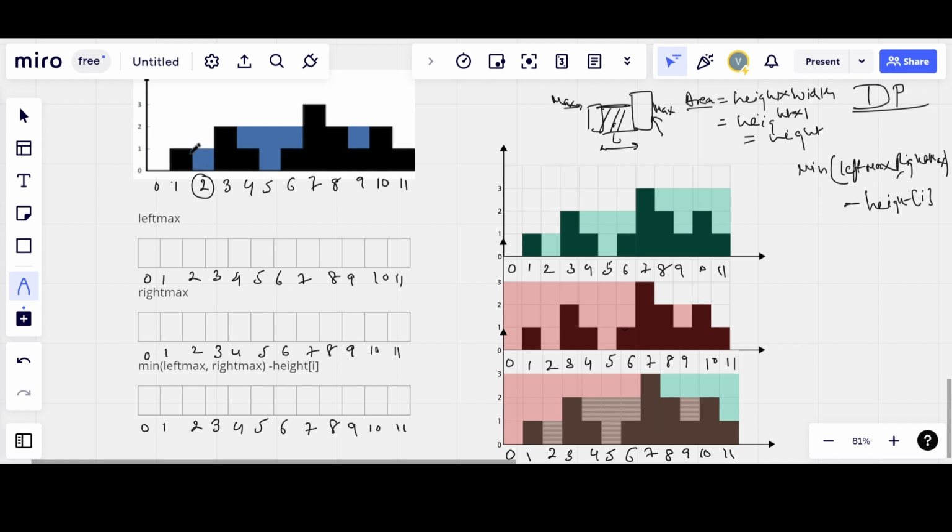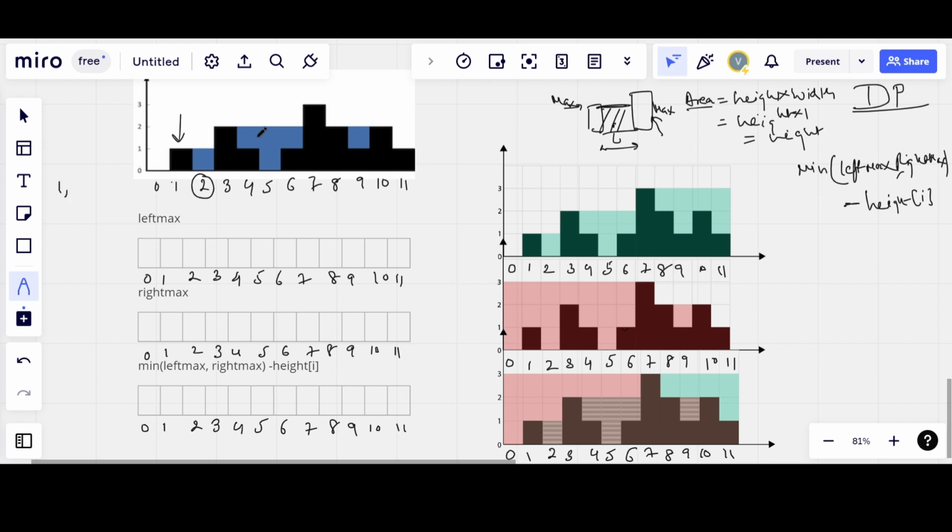Now to calculate the height, we will first have our left max. So left max represents the maximum height of the bar on the left side of the current index, including the current index, right? And right max represents the maximum bar height on the right side of i, including the current index. So at index 2, what is the left max that we have? It's 1. This is the maximum bar that is available on the left side of index 2, that is of height 1, right?